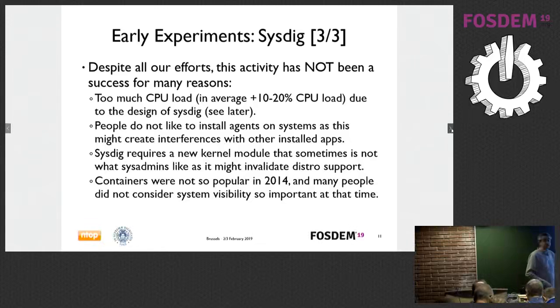Also, containers were not that popular in 2014. Docker started to exist, but was not a big problem at that time. So we were a little bit ahead of time. But the main problem was the CPU. I mean, monitoring was too expensive. And this was the problem.